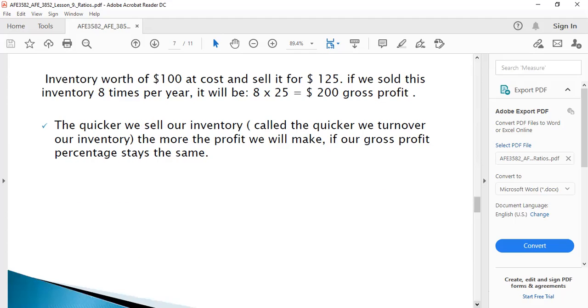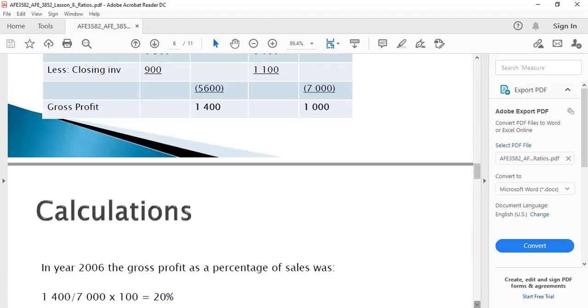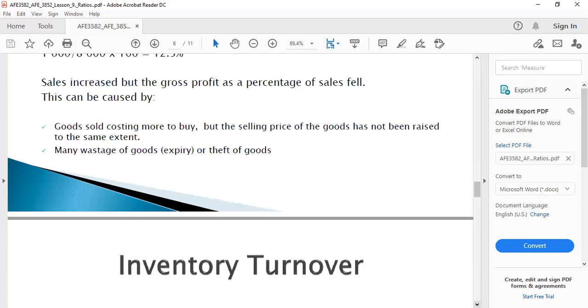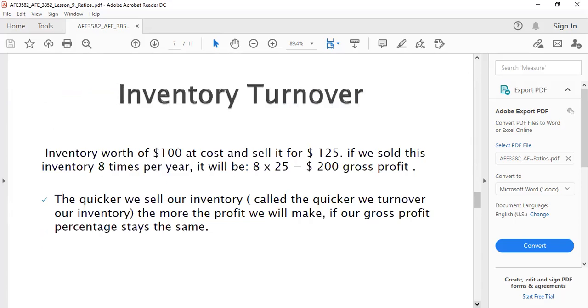Okay. So inventory turnover. Inventory worth 100 at cost, and sell it for 125. If we sold this inventory 8 times per year, it will be 8 times 25, which will give us 200 gross profit. Okay, this is not really clear, so I'll send you the whole list of the ratios and the formulas.